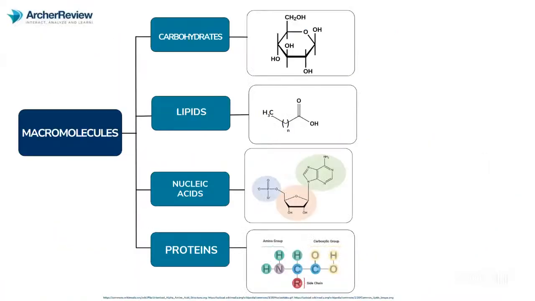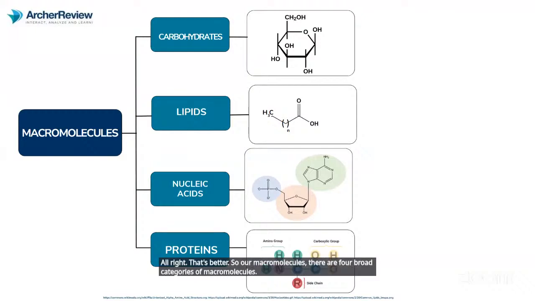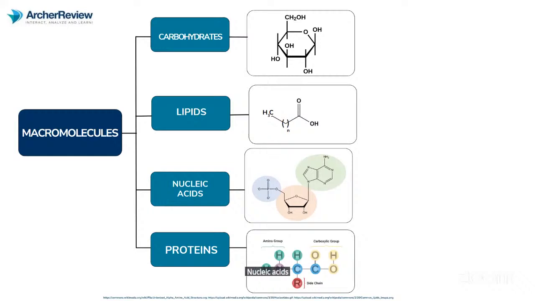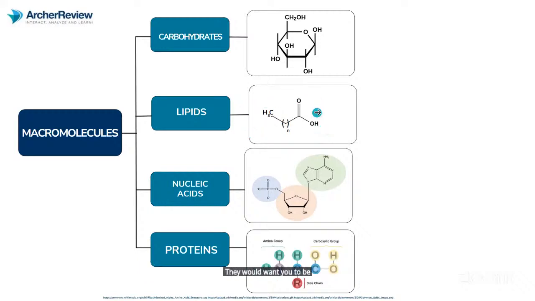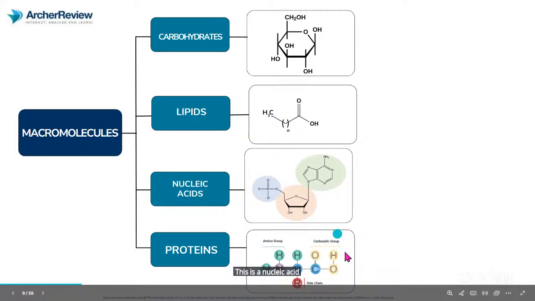All right, that's better. So our macromolecules, there are four broad categories of macromolecules. We've got carbohydrates, lipids, which are also known as our fats, nucleic acids, and proteins. Our visuals here, you should become familiar with these visuals for the TEAS. They would want you to be able to identify that as a carbohydrate. They would want you to be able to identify that as a lipid. This is a nucleic acid and a protein structure that would look like this.